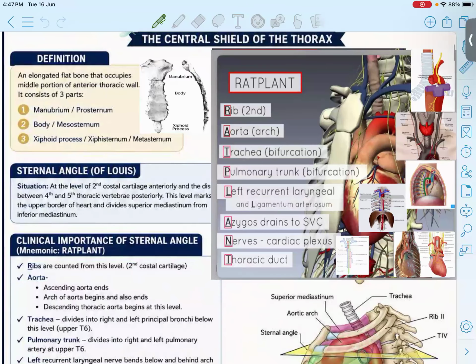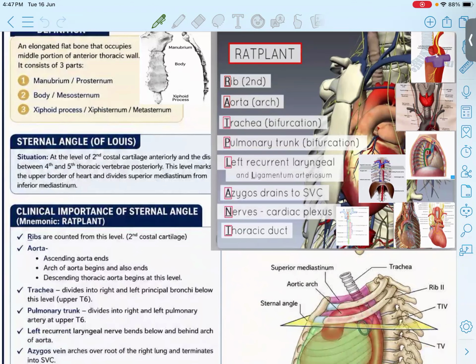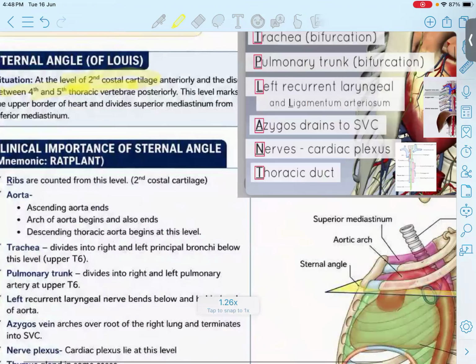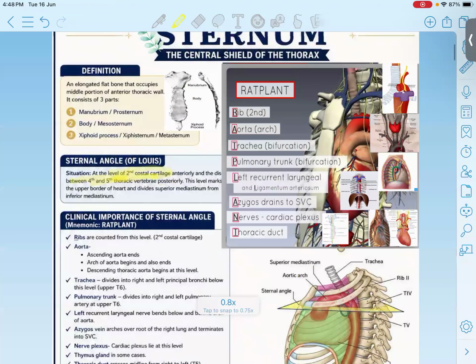The important thing here is the sternal angle, also called the sternal angle of Louis. The key point is that it is at the level of the second costal cartilage, and posteriorly it lies between the fourth and fifth thoracic vertebra. These are the key points of the sternal angle. And the most important question from here is the clinical importance of the sternal angle.